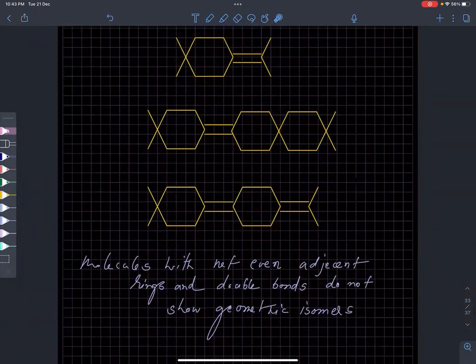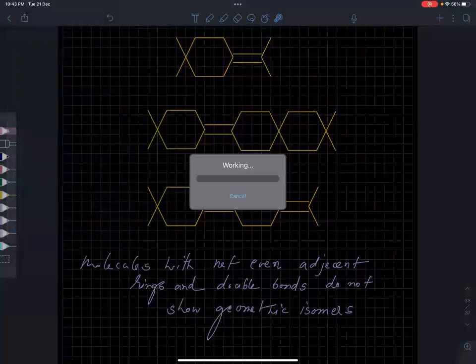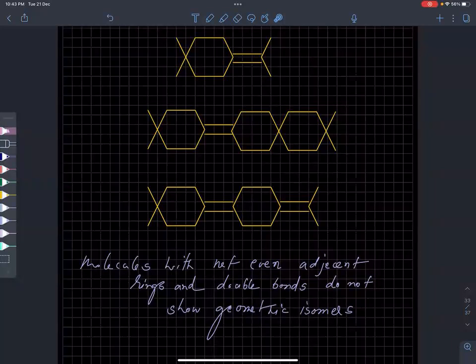Even numbers. Now tomorrow I'll continue geometrical isomerism only, but a different situation. We'll consider geometrical isomerism for cycloalkanes tomorrow. I'll share this, so just go through it carefully. After that, we'll start one big topic, which is optical isomerism. That is a big and very important topic. Okay, tomorrow we'll continue.